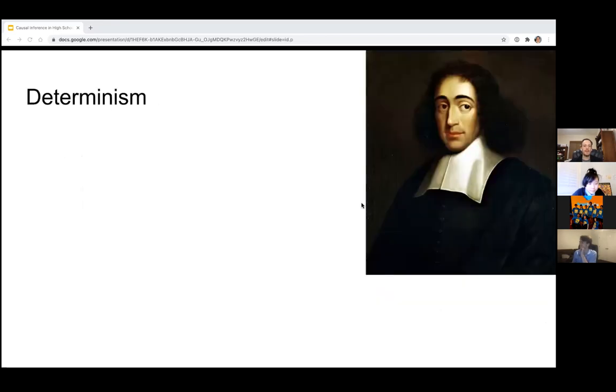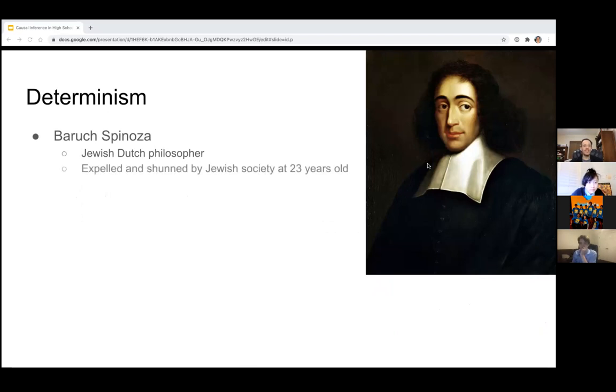So determinism. Anybody know who this is? Darwin? Not Darwin. Descartes? No. Spinoza. Very good. He's a very famous philosopher, a Jewish Dutch philosopher, and he had a problem. He was expelled and shunned by Jewish society when he was just 23 years old. He goes down in history, and if any of you study philosophy or other subjects that he was involved in, you'll read about him quite a bit. So he's very influential. Why was he shunned by Jewish society? That's really a shame. And the reason is because he said that causal knowledge.